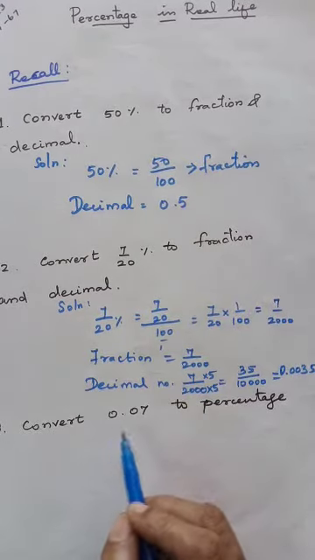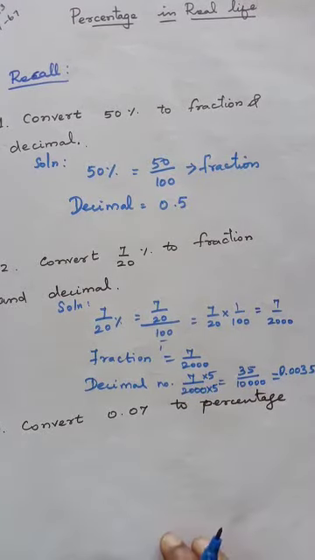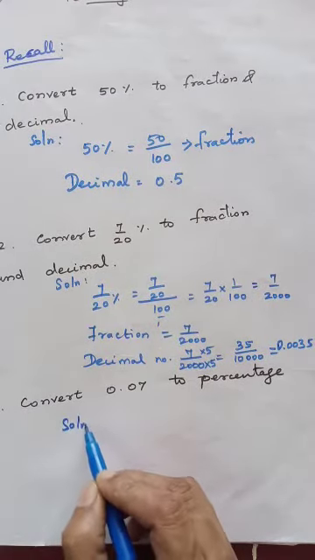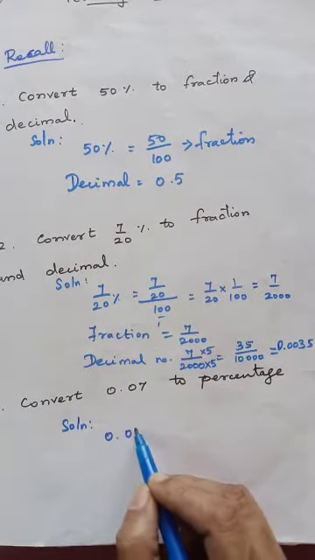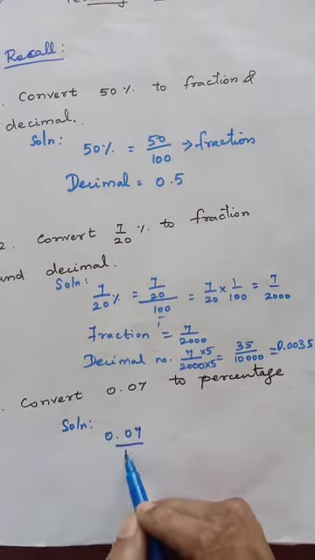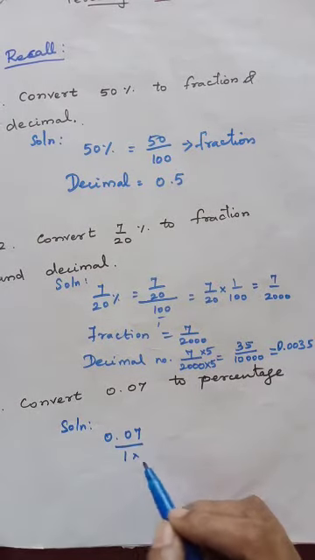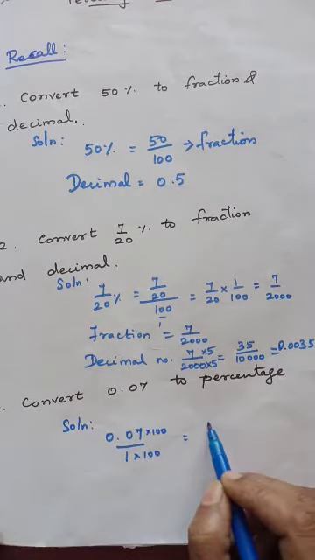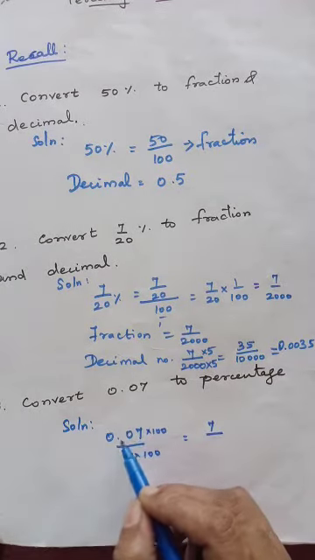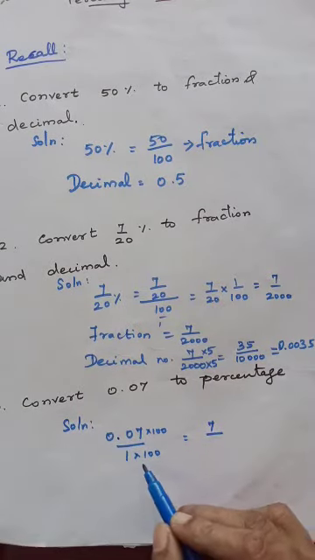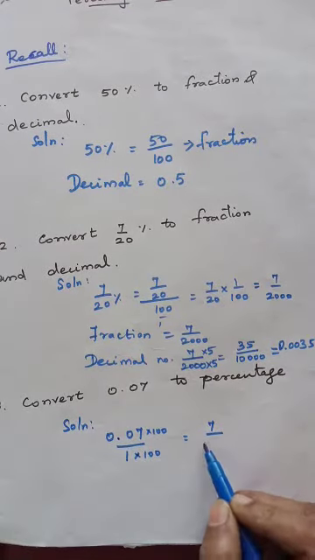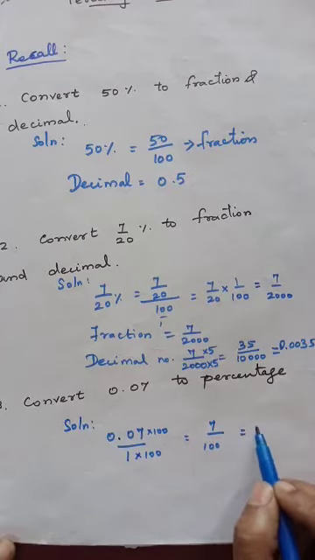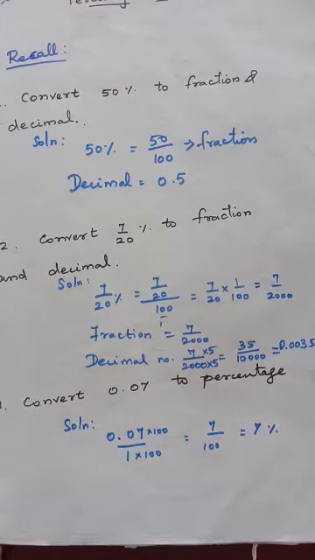Now third sum. Convert 0.07 to percentage. You have to convert this decimal number to percentage. So 0.07 by 1, you have to multiply this by 100. Then the 7 will come as a whole number, isn't it? Here there are 2 digits after the decimal point, so you are multiplying by 100. So 7 by 100. Then it is 7 percentage.